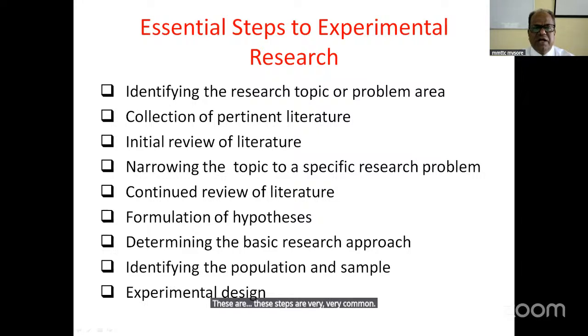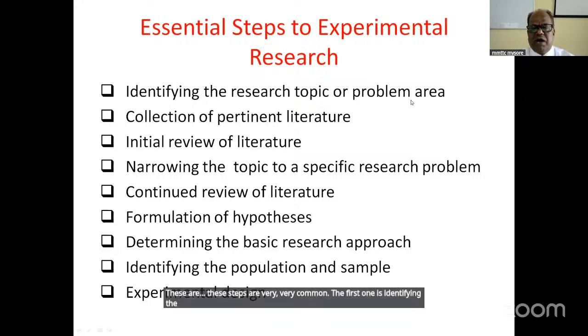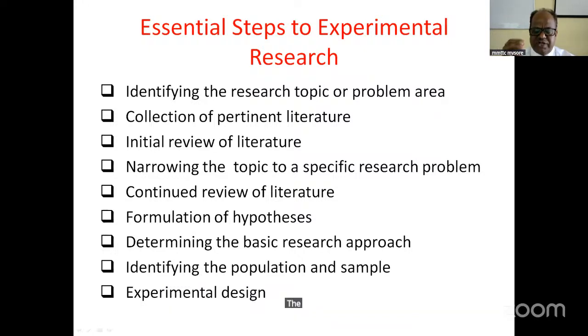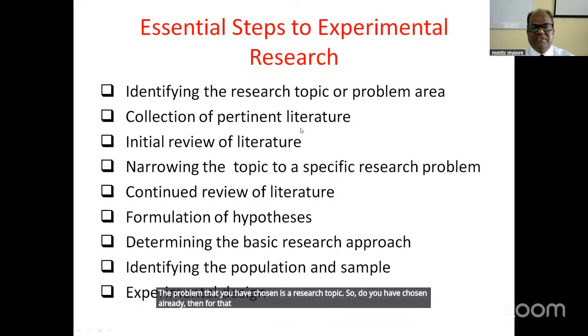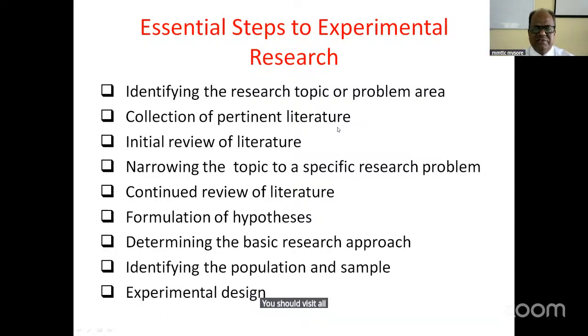The first one is identifying the research topic, the research area, the research problem. The problem that you have chosen is the research topic. Then for that, further collection of pertinent literature. You have to collect all the world literature. You should visit all the libraries and all the internet sources, e-literature, and make sure that no one has worked on this particular topic. Then it is really a good research topic.